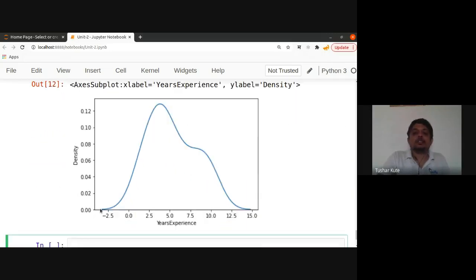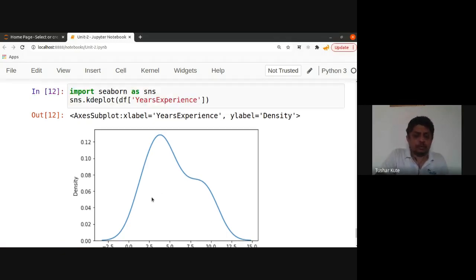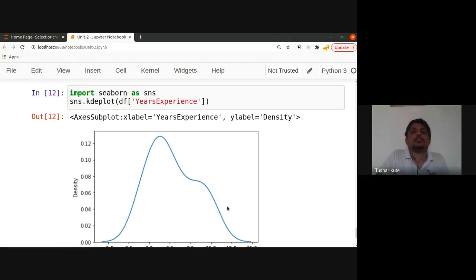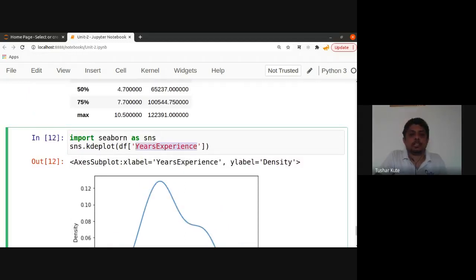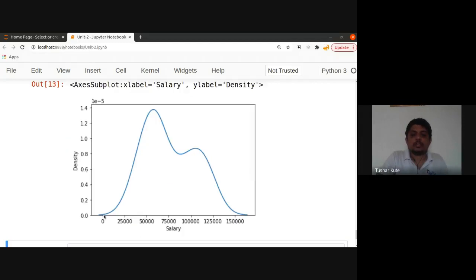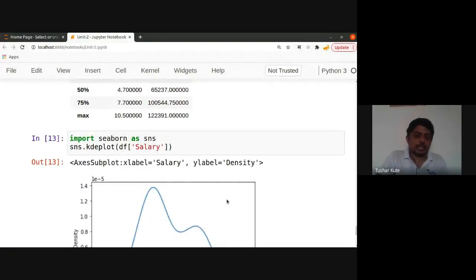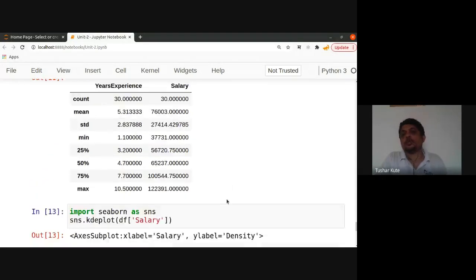Okay. So the distribution of data is something like this. You can just observe it is almost equal to, it's not 100% normally distributed, but it is somewhat like that. And if you check the salary, it's also not exactly, but somewhat like this. And this kind of data can be normalized with the help of the z-score.